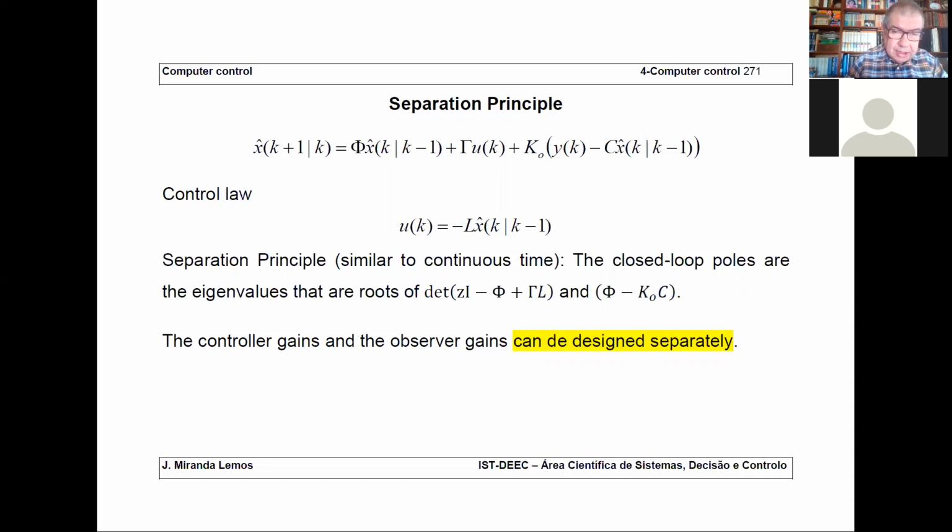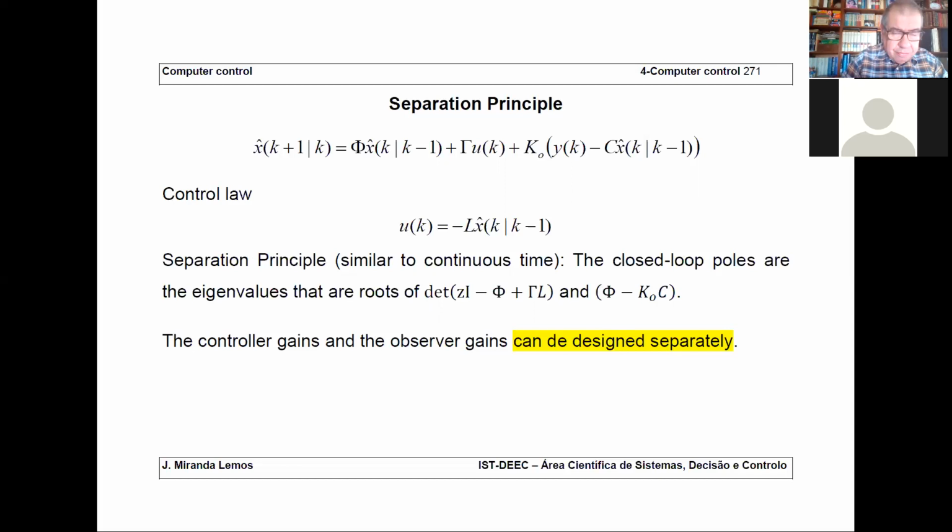Okay. Now, the funny thing is that the closed loop poles are the roots of these two polynomials: determinant of zI minus phi plus gamma L, which is nothing more than the poles you would get if you were feeding back the state, not the estimate of the state, but the true state, and phi minus K0 C, which correspond to the eigenvalues of the state estimation dynamics. Okay? So the conclusion is that you can design your controller assuming that you are actually feeding back the state.